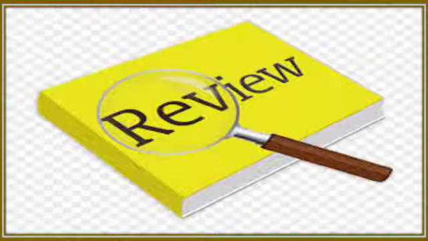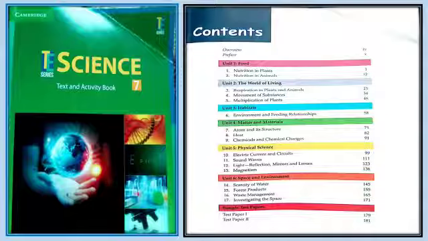So let's begin. Dear students, this is the title page of your science book and this is the content page. In this content we have done unit number 4, chapter number 9, chemicals and chemical changes, and from unit number 5, physical science, chapter number 12, light, reflection, mirrors and lenses.